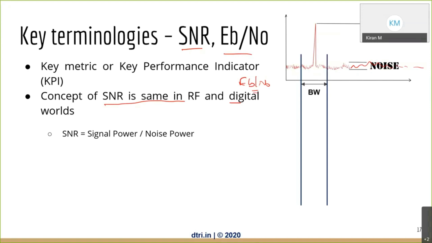So we need to define something called a bandwidth. You don't measure signal power and noise power over an infinite duration. You measure them within this bandwidth. You take the power within this bandwidth. What is the signal power within the bandwidth? What is the noise power within the bandwidth? And then you take this ratio.